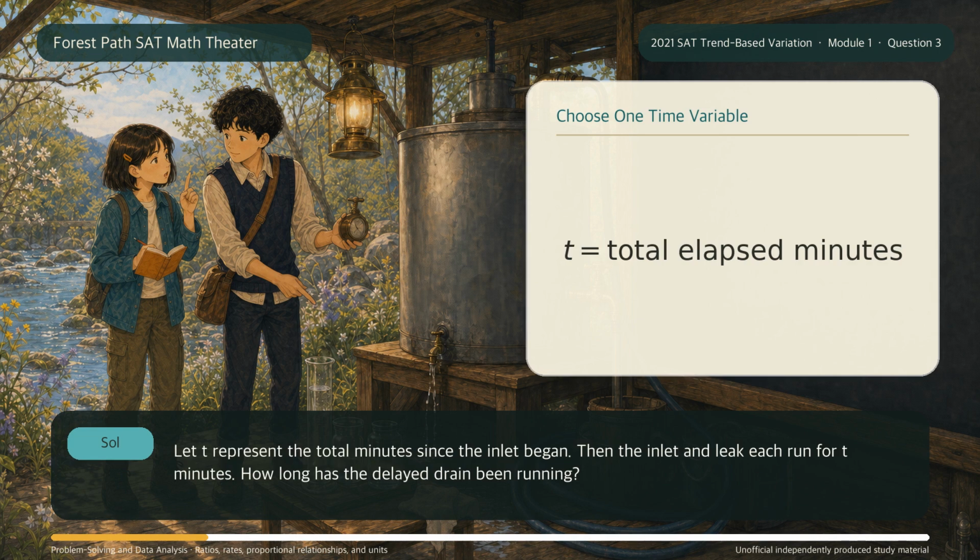Let T represent the total minutes since the inlet began. Then the inlet and leak each run for T minutes. How long has the delayed drain been running?